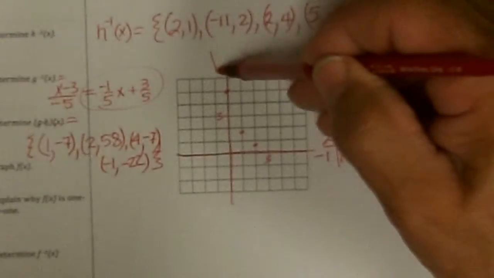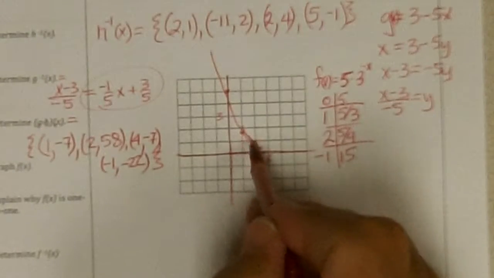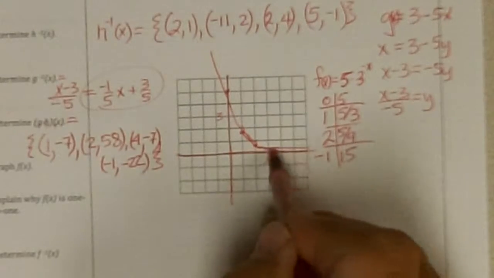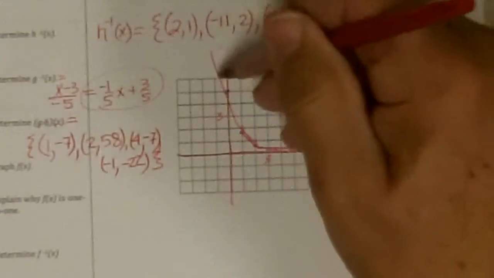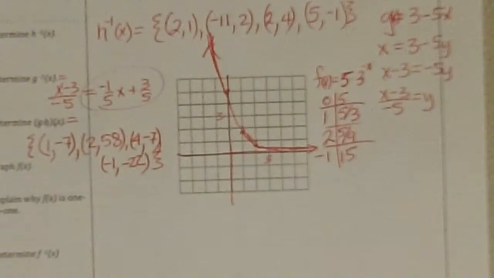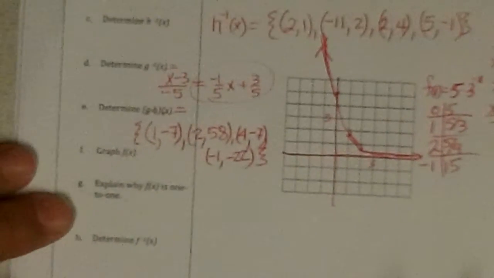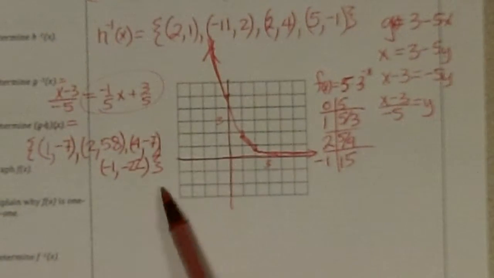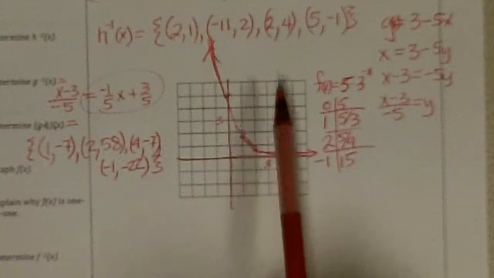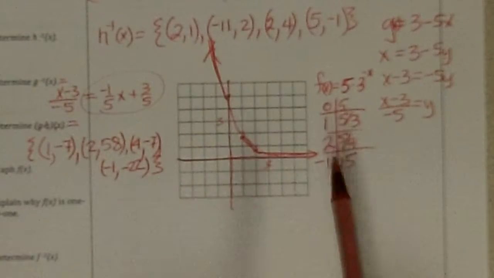And so I've got this graph that's going like this, and it'll have the asymptote. It'll never go negative, and so it'll be something like that. There's f. Explain why f is 1 to 1. Well, f is 1 to 1 because it'll pass the vertical line test and it passes the horizontal line test.